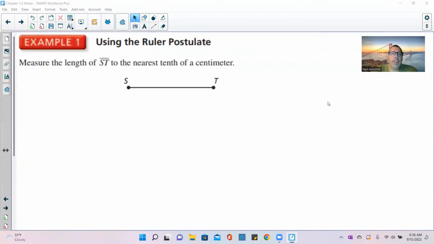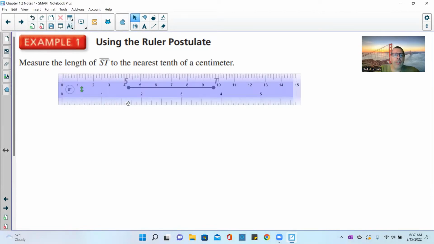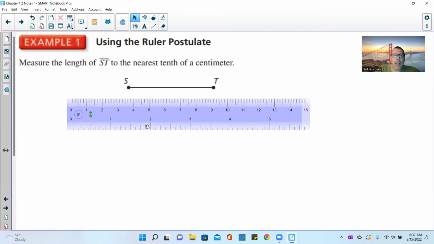Okay, example 1 says, using the ruler postulate, measure the length of segment ST to the nearest tenth of a centimeter. Now, my measurement is going to be different than yours, so in order for you to do this, you should probably do it in your book. But this is the process for measuring a segment. It's pretty simple. I'm going to do it electronically. I get my ruler, and it says centimeter. On this ruler, the bottom is inches and the top is centimeters.